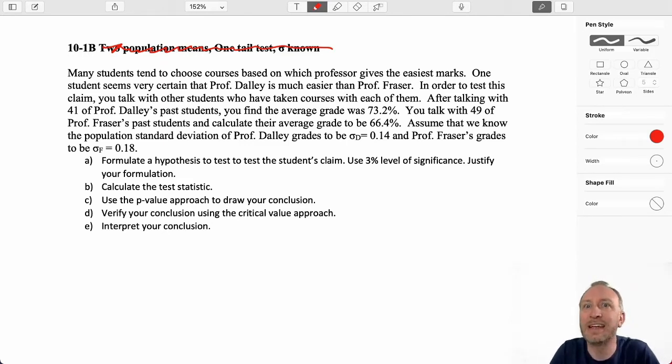Many students tend to choose courses based on which professor gives the easiest marks. One seems pretty certain that Prof. Daly is much easier than Prof. Fraser.